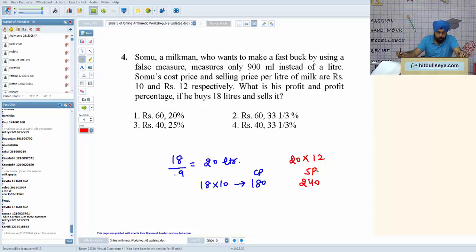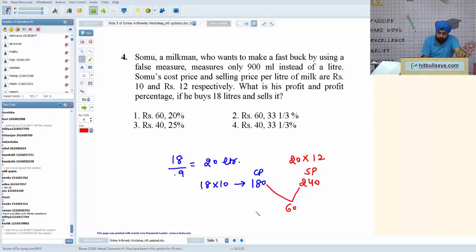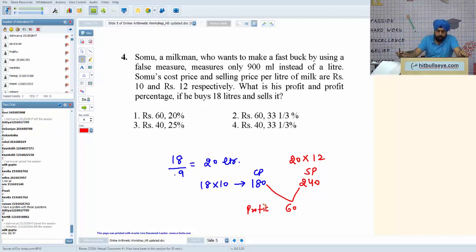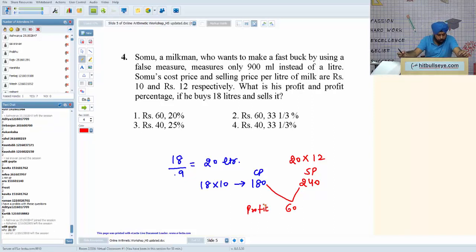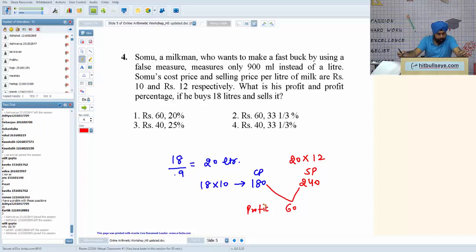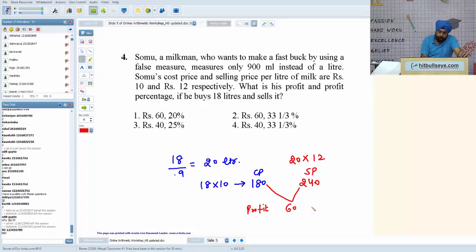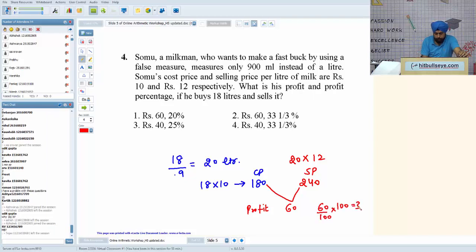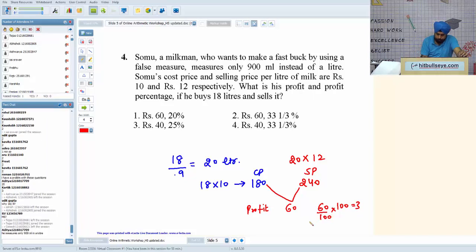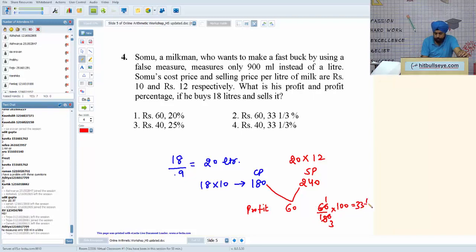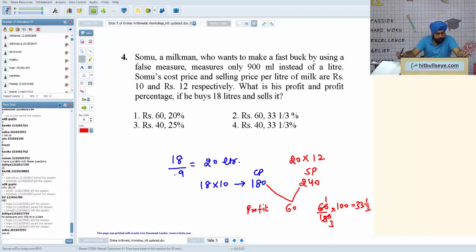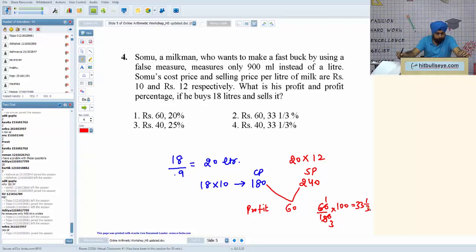With this your question is almost over students. He makes a profit of 60 rupees, and a profit of 60 on a cost price of 180 comes out to be 1/3 or 33%. So it is 60 over 180. So it is 1/3. It is 33 1/3%. Right, Udit, you got 18 divided by 0.9?